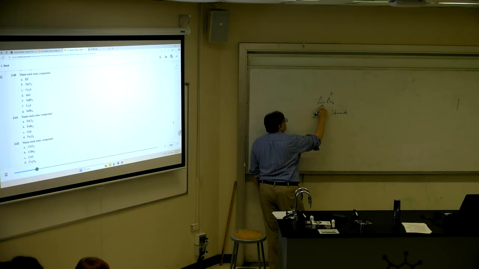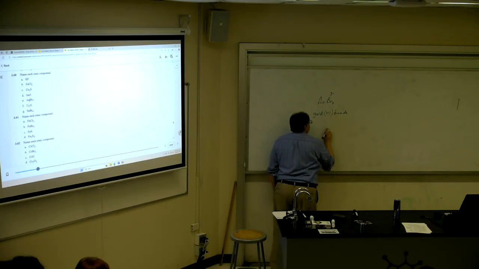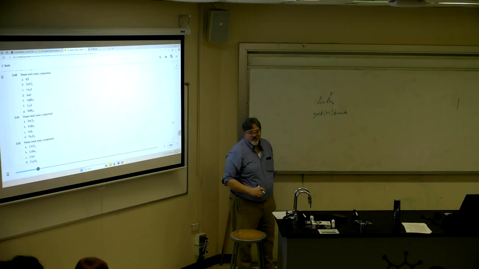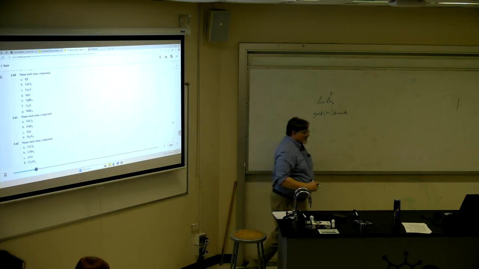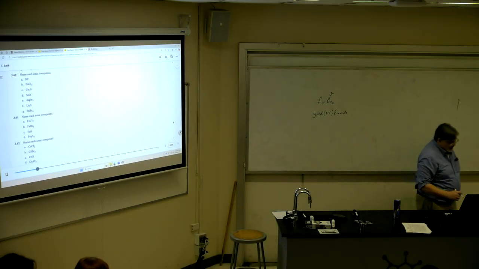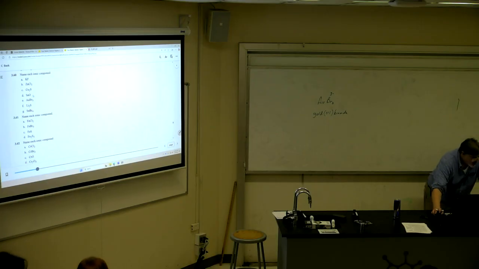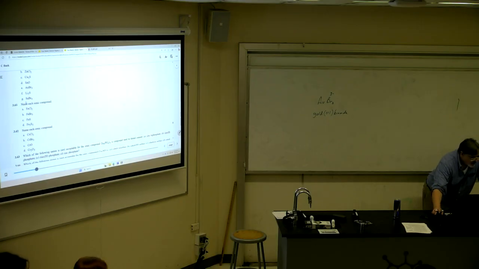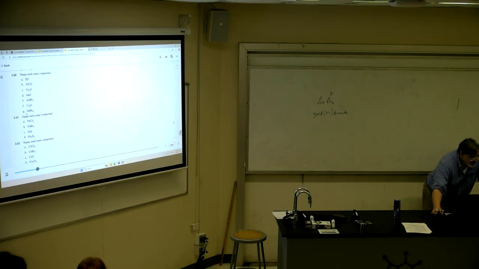But what's the charge? You're not explicitly told the charge here, but you have to infer it. Br is charged -1, and if there's 3 of them, that means we have a total of 3 negative here. So we need a 3 positive to balance it. There's only 1 gold here, so all 3 of that charge comes from that 1 gold, so that's gold 3 bromide.